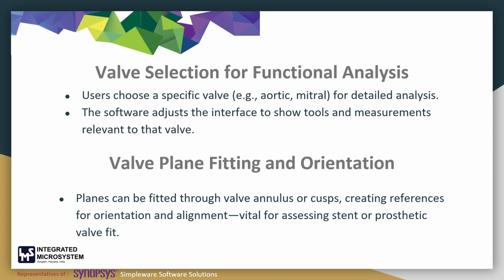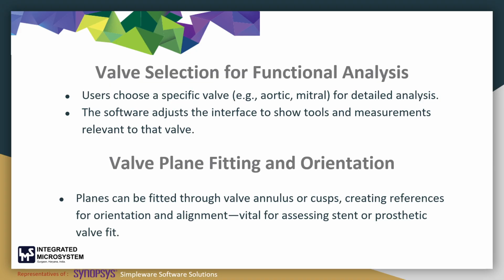When a valve is selected, SimpleWare's interface adjusts to present tools and visualizations specific to that valve. This modular approach helps users align the view with the valve axis, which pertains to annulus and valve cusps. Extract key measurements like orifice diameter, leaflet thickness, and annular geometry.